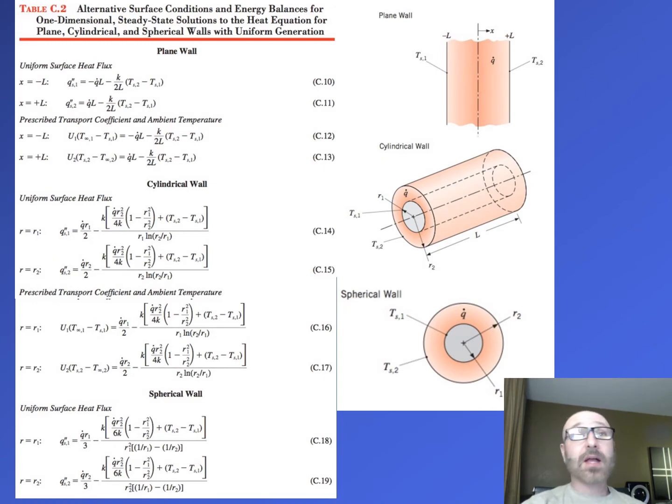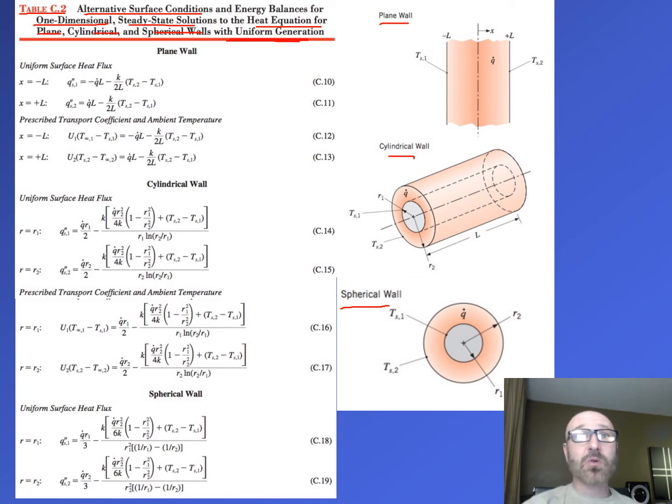So as we go to the back appendix in our book, we take a look at table C2. What we have here is the alternative surface conditions and energy balances for one-dimensional steady-state solutions to our heat equation for our plane, cylindrical, and spherical walls with the uniform generation. Now what I've also included here on this slide are the plane wall, cylindrical wall, and spherical wall diagrams that we saw previously in this module with all their associated variables.